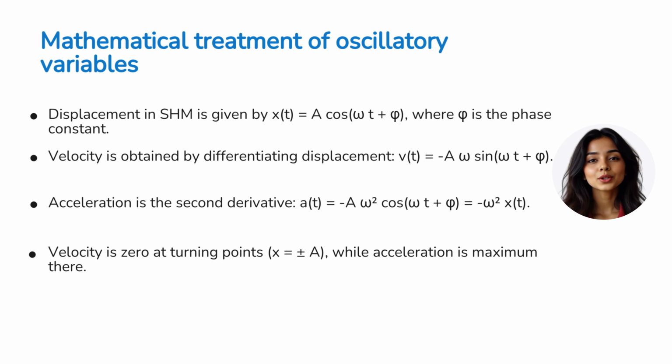On your slide, you can picture these changes in the three-panel plot. One graph shows displacement versus time, the next velocity versus time, and the last acceleration versus time. The turning points and zero crossings are labeled so you can see exactly when velocity or acceleration hit zero or peak values. Understanding this relationship helps engineers design systems like shock absorbers and seismographs where controlled oscillations are crucial.